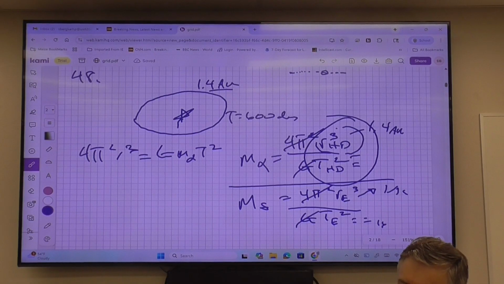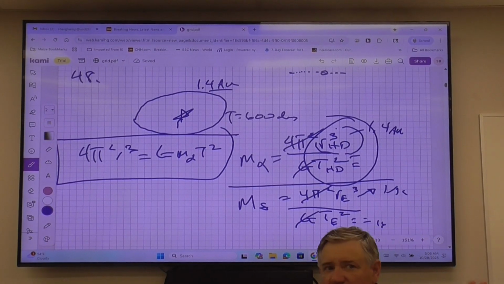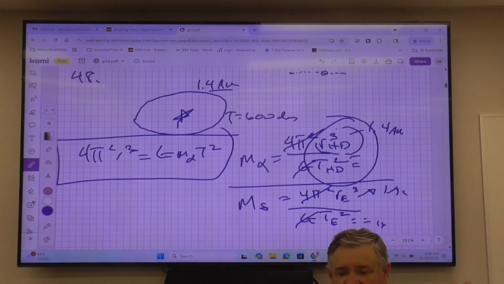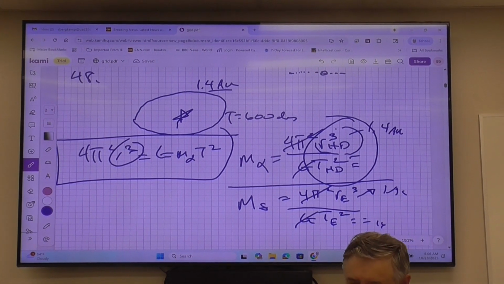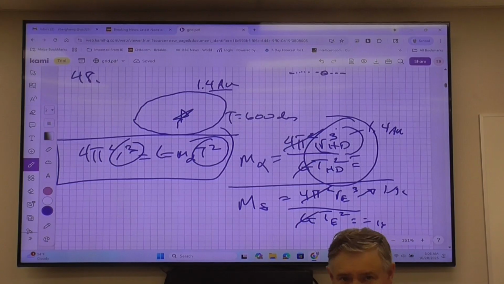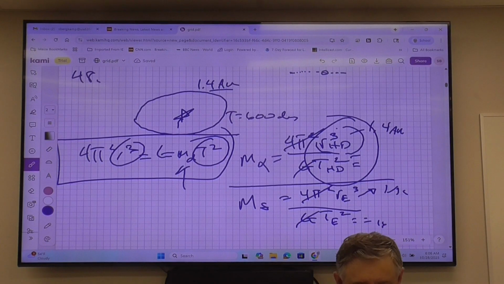So on 49, you have to start with this, okay? And there's no simple way to do this. This is just pure smash mouth physics. You need to find the actual radius in meters. You need to find the period in seconds. And from there, you can solve for the mass. Okay? Like I said, there is no cute way to do this.